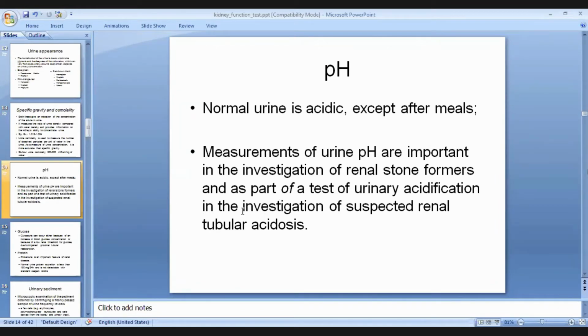Also, in tubular acidosis, we can measure the pH of the urine, and it gives an important idea. By measuring the pH of urine, we can get an idea of how much pH is there, whether there is a renal stone, or whether there is a condition of tubular acidosis.